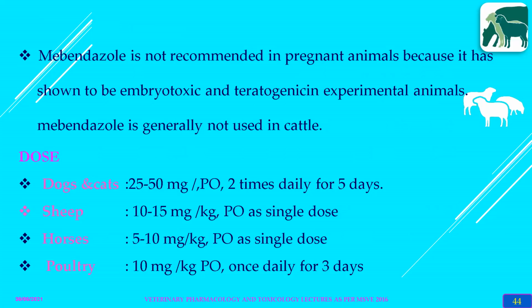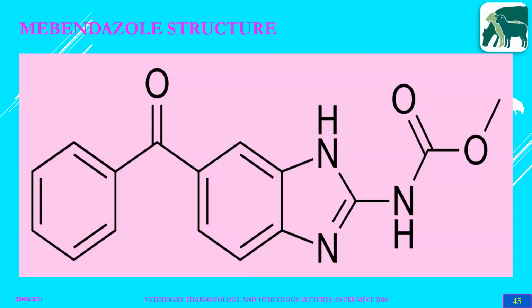The dose in dogs and cats is 25 to 50 milligram for 5 days, in sheep 10 to 15 milligram, in horses 5 to 10 milligram as a single dose, and poultry need to be administered 3 doses of 10 milligram per kg body weight. So this is the structure of mebendazole.